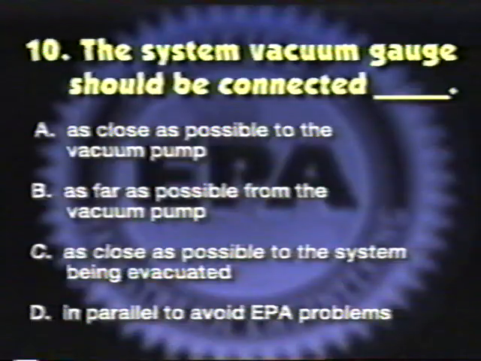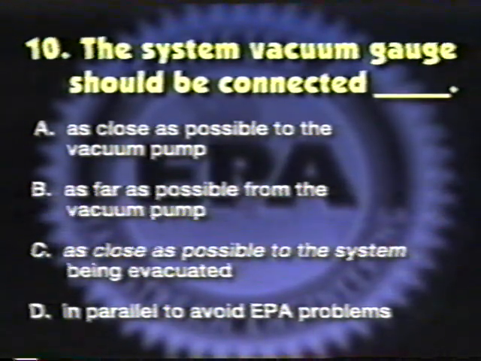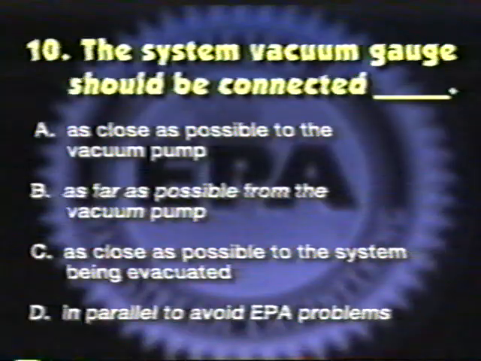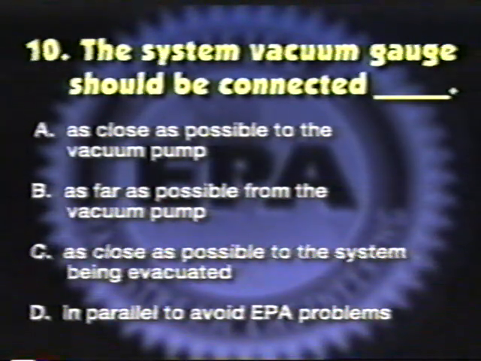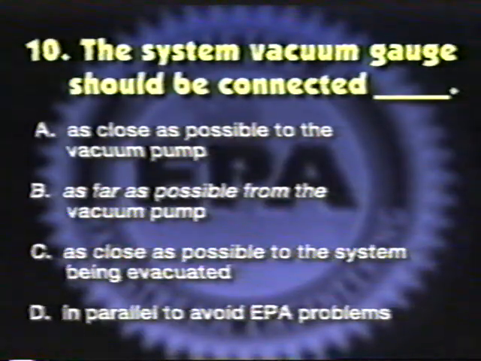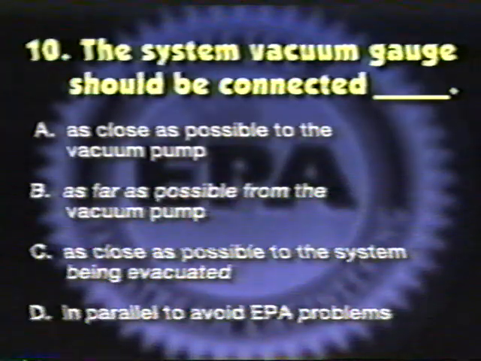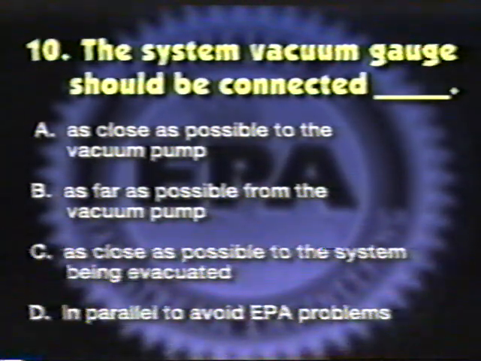The system vacuum gauge should be connected A. As close as possible to the vacuum pump. B. As far as possible from the vacuum pump. C. As close as possible to the system being evacuated. D. In parallel to avoid EPA problems.